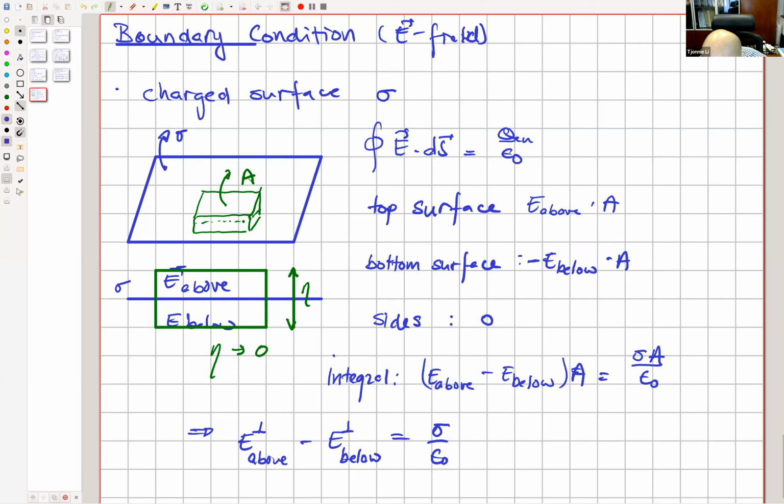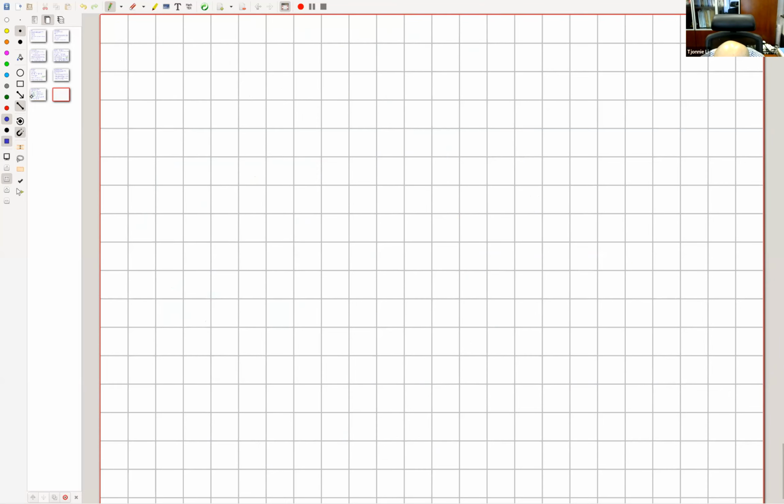Now that's one of the boundary conditions. And then you may ask, in that case, what is the parallel component to the surface? We've only had the perpendicular component to the surface so far. What is the parallel component? So we can do the same exercise. And let me draw out the surface again.